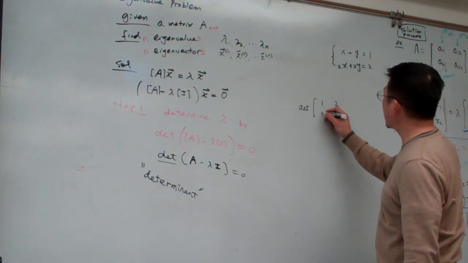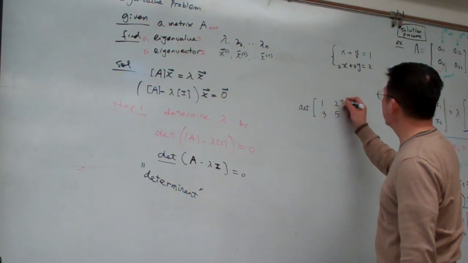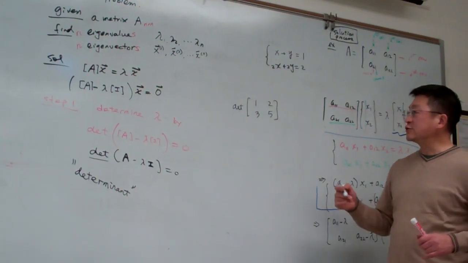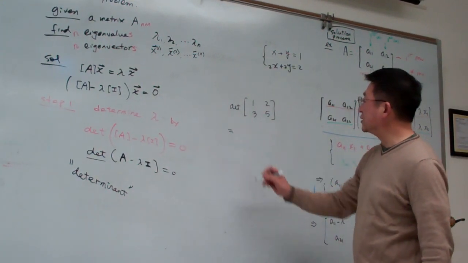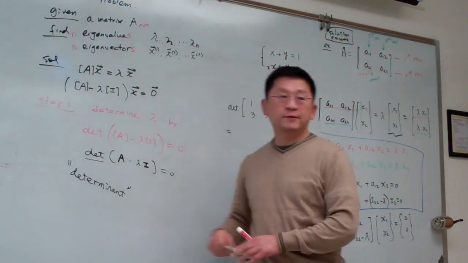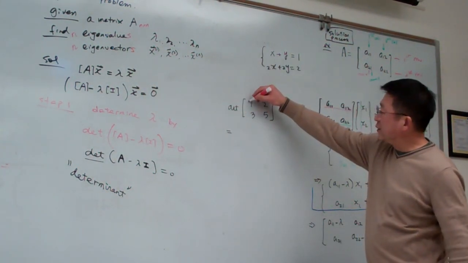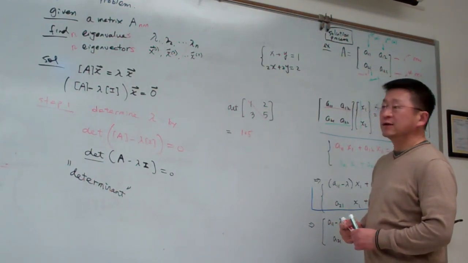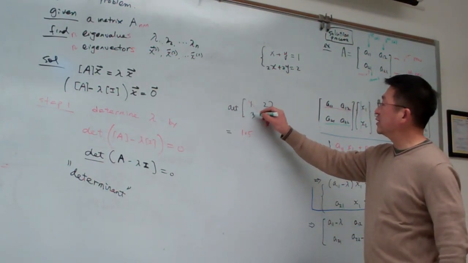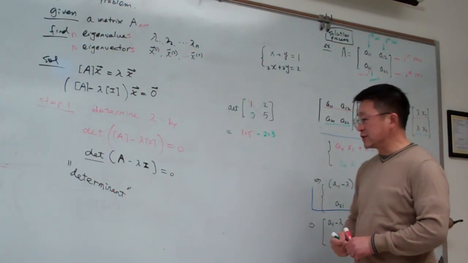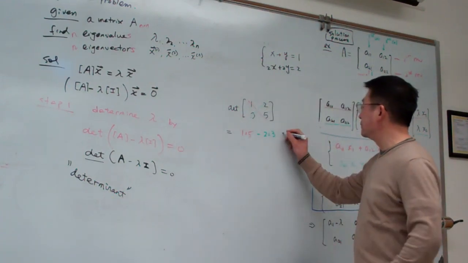1, 2, and 3, 5. Okay, so to calculate the determinant, basically that one is equal to, look at this carefully here. That is the multiplication of the two numbers, 1 by 5, minus the multiplication of the two numbers, 2 by 3. So the result will be equal to minus 1.